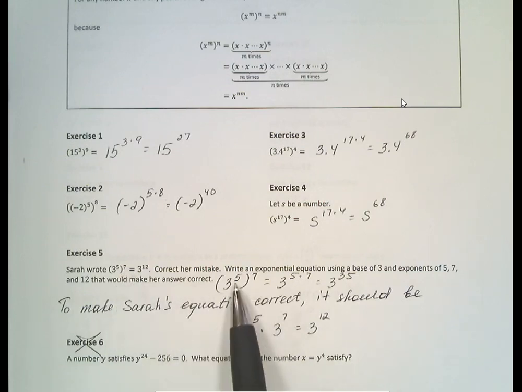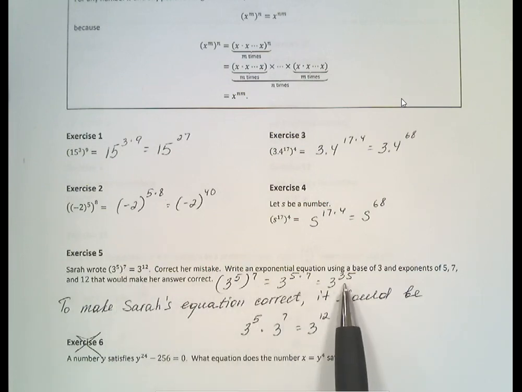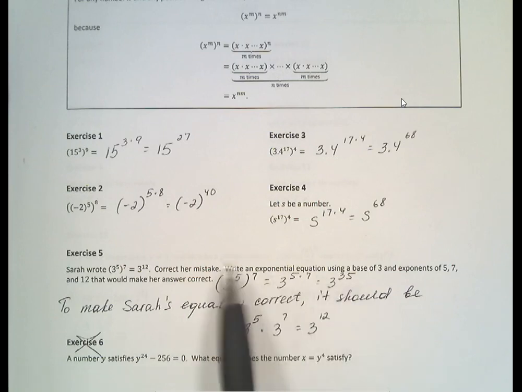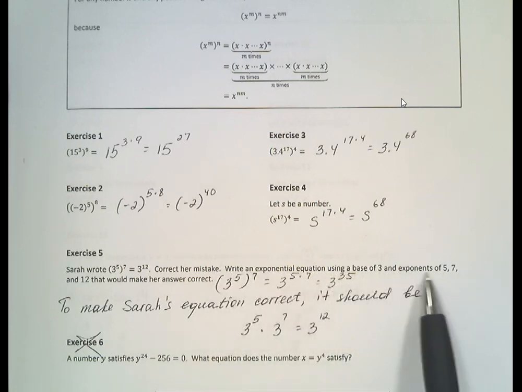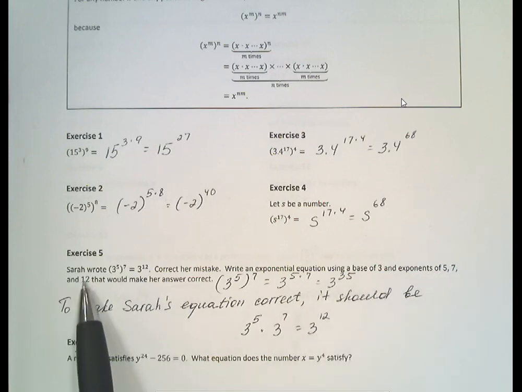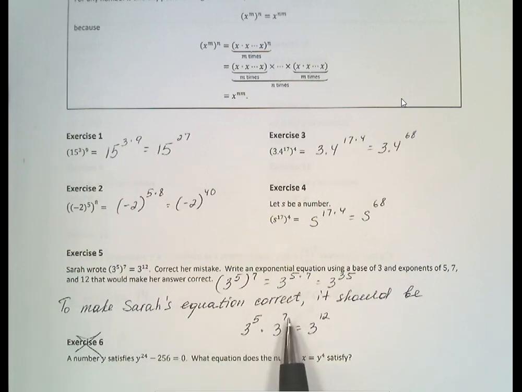Okay, so 3 to the 5th to the 7th should be 3 to the 35th. But we are asked to write the exponential equation using the base of 3 and the exponents of 5, 7, and 12. That would make the answer correct. So if it was correct, it would have been 3 to the 5th times 3 to the 7th equals 3 to the 12th. Okay, so these are the exercises 1 through 5.